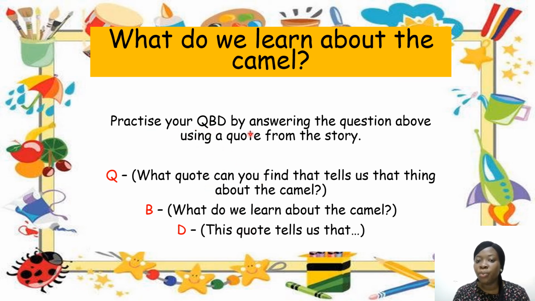You practice your QBD by answering the question above using a quote from the story. What quote can you find that tells us that thing about the camel? What do you learn about the camel? We learned that the camel is a howler and he loves to be lazy. He is always idle. This information I was able to derive from the text. And this quote tells us that since he loves to be idle, he doesn't like to make friends. He doesn't like to do work. He doesn't like to do anything. He just likes to stay there and howl and eat those 5 things we mentioned.